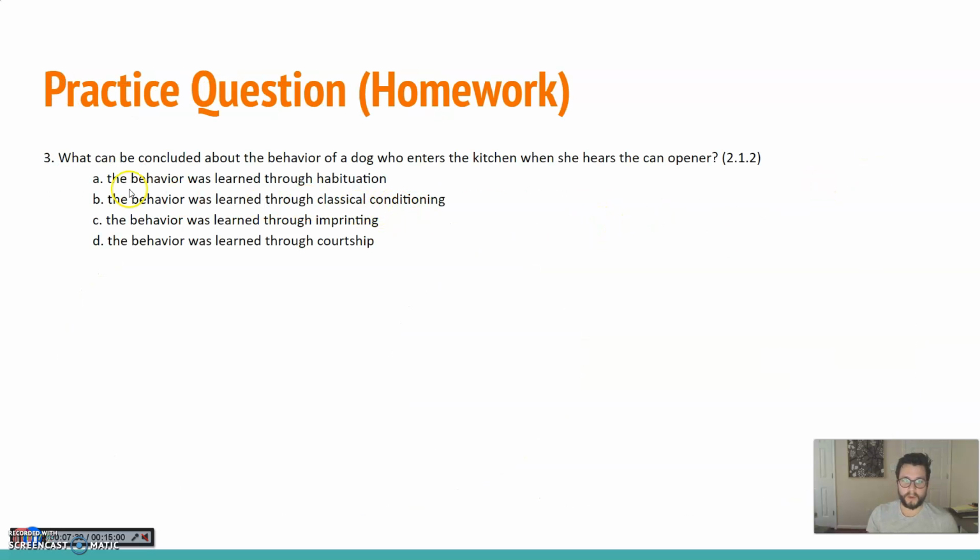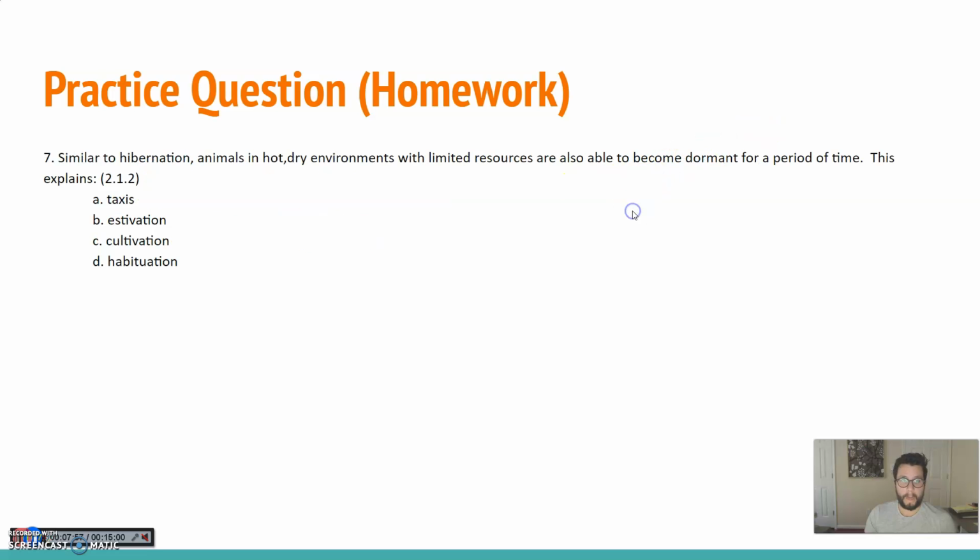Let's try a multiple choice question. What can be concluded about the behavior of a dog who enters the kitchen when she hears the can opener? She has learned that the can opener means food is coming. Food is coming, so it is learned through classical conditioning. Learned response, learning that this means something else.